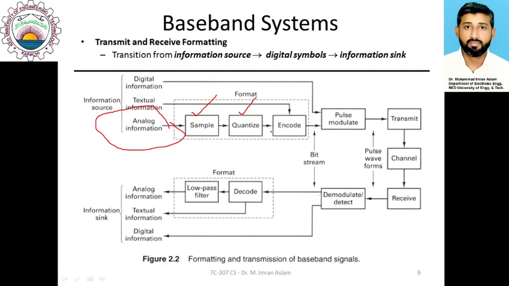So those samples are converted into a finite number of symbols, and then we use an encoder, which is sometimes called pulse code modulation as well. That encoder generates the binary information corresponding to the number of quantized levels that has been established in the quantization process. Those bits generated from the encoder are then sent to the pulse modulator, which generates pulses, and then they are transmitted through the channel.